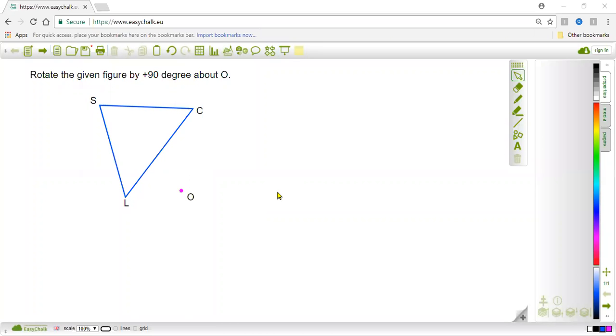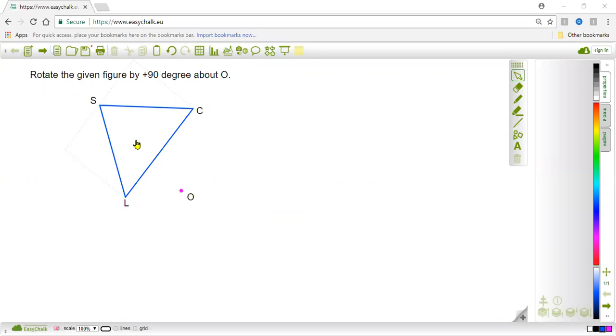Hi everyone. Here in this video, we are going to discuss the basic concept of rotation. Here I have taken one example to illustrate how to do the rotation by using the basic concept. The question is: rotate the given figure by positive 90 degrees about the point O. And here a figure is given.